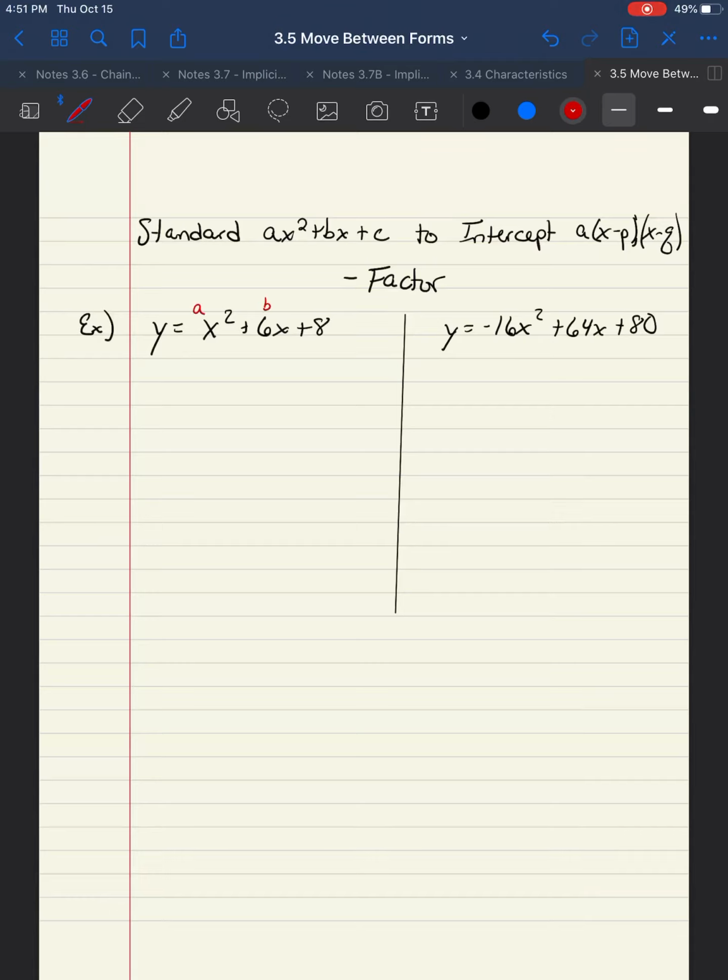Okay, so I have my standard form, y equals x squared plus 6x plus 8. I'm going to label my a, my b, my c, and I'm going to go through my process of factoring. In order to factor, I take a times c, and then I've got to figure out what are the factors of that. So I've got 1 times 8, which is 8.